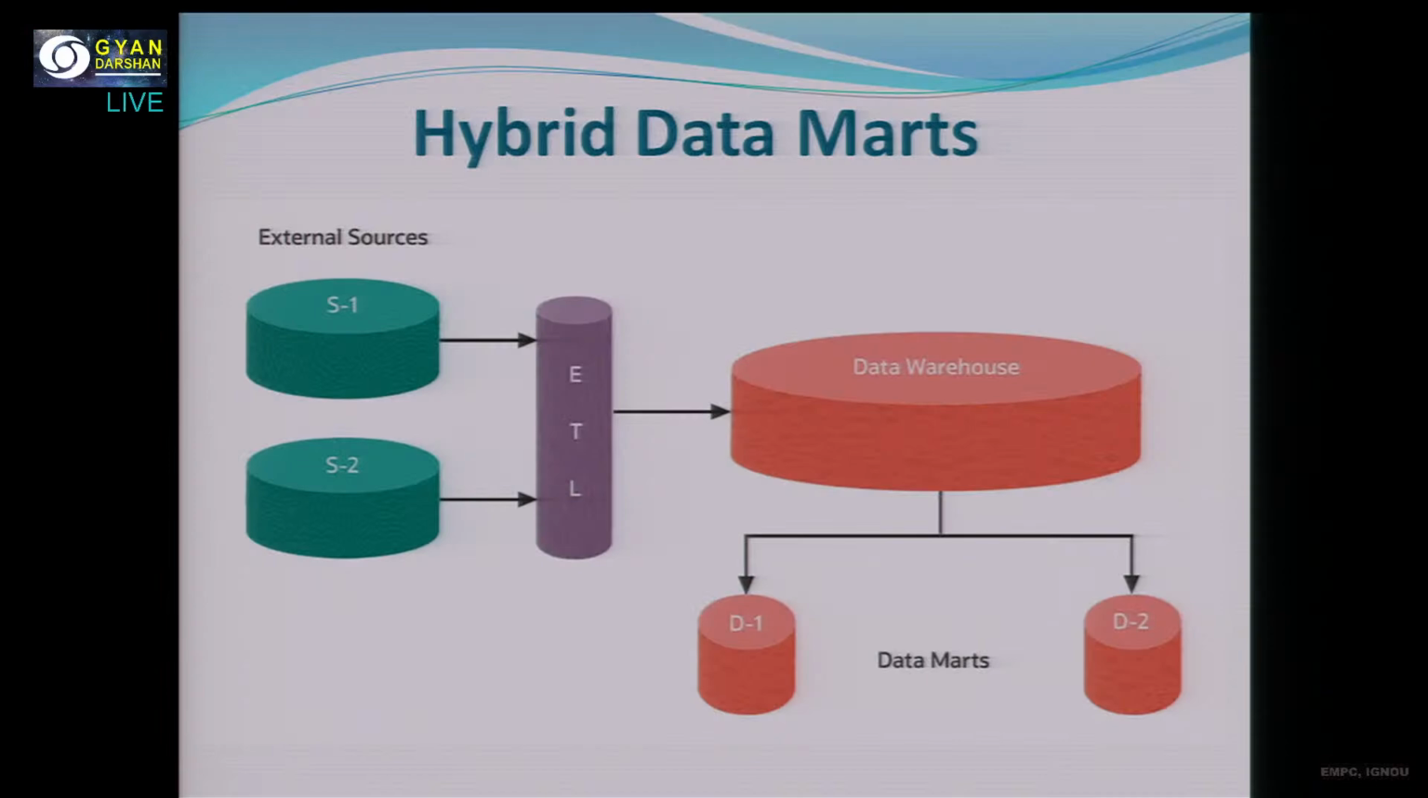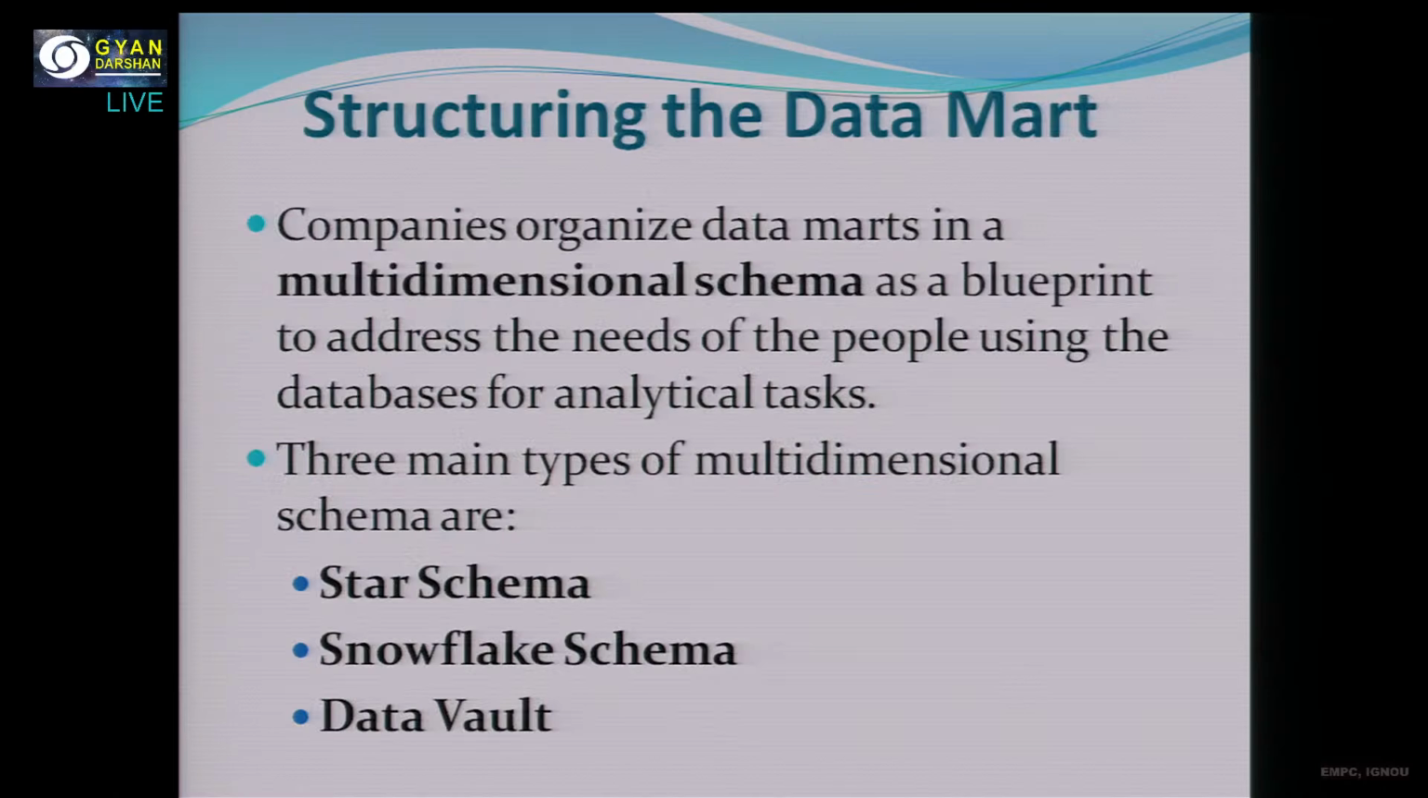And the illustration of the hybrid data marts is as shown: these are the external sources on the left side, then ETL, then the data warehouse. The company may have many departments, like 5 to 10 departments. However, whichever are frequently getting queries, only those particular data marts will be maintained as part of the data mart from the centralized pool. So this is the third type of data mart.